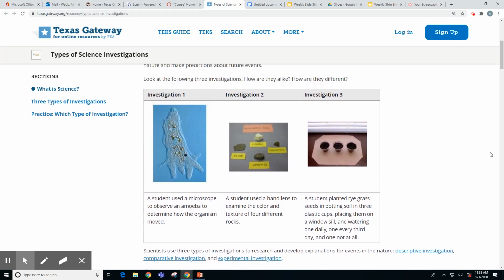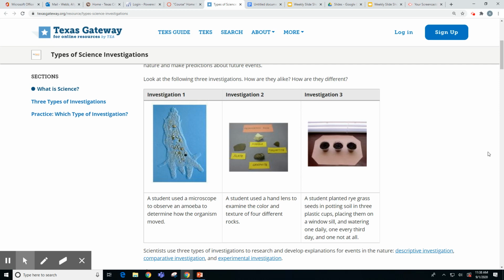The first one, we see a little picture of a microscopic view of an organism we would not be able to see with the naked eye. And what it says is a student used a microscope to observe an amoeba to determine how the organism moved. What type of investigation do you think this is? Is it descriptive, is it comparative, or is it experimental? So, this is actually a descriptive investigation. It's descriptive because nothing changes, there's no hypothesis, there's only one organism we're viewing or observing, we're not comparing anything, so we're literally just looking at one thing and describing it.